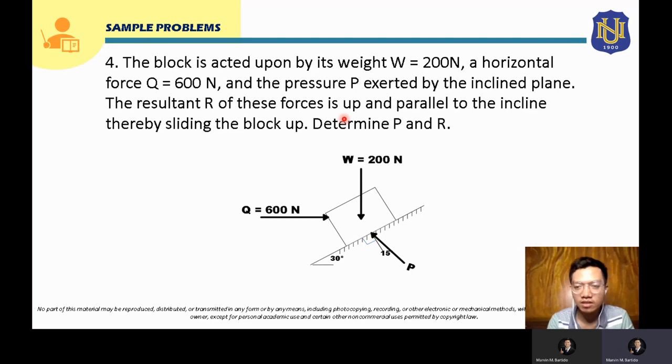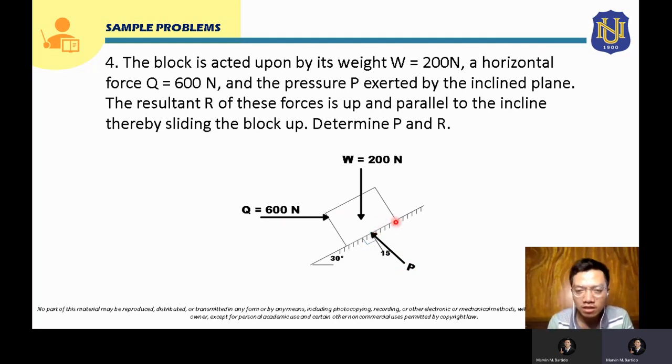Okay, so the scenario here is that we have an inclined plane, and in this inclined plane, there is a block. This is the block, and its weight is 200 Newton, and it is acting this way upon the block. Now, there's also a horizontal force that pushes the block, as mentioned in the problem. So this is Q is equal to 600 Newton. And there is a pressure P, which is exerted by the inclined plane. So this is that force P.